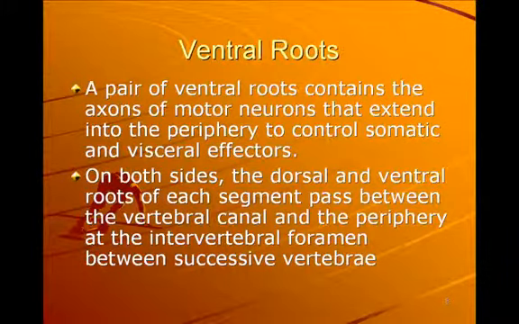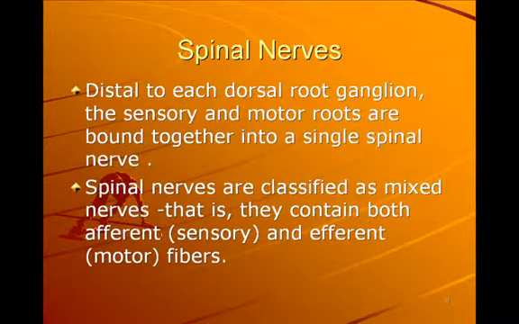On both sides, the dorsal and the ventral roots of each segment pass between the vertebral canal and the periphery at the intervertebral foramen between successive vertebrae. Again, if you don't remember where the intervertebral foramen is located, please go back to the skeletal system from A&P 1 and review that foramen. Remember, foramen are small holes where nerves and blood vessels will pass through. In this particular case, we're talking about a nerve passing through.